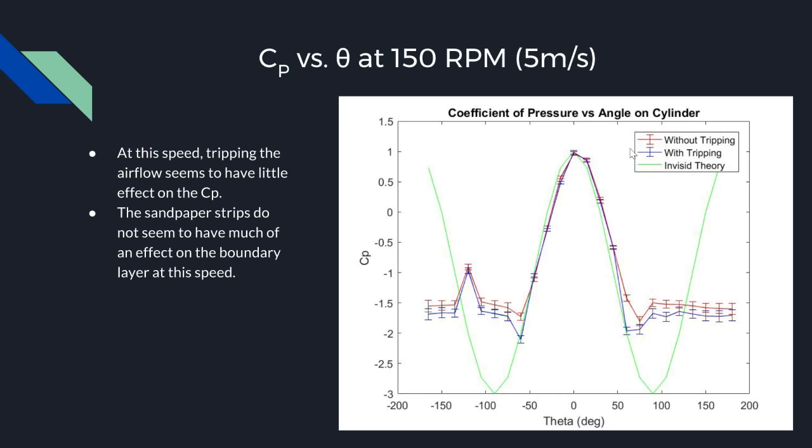And then the blue graph is with our trip strips. However, at 5 meters per second, we're really not seeing that much of a difference between the trip strips and no trip strips. So we're thinking that the reason for that is because the flow is not going fast enough for there to be enough energy for the trip strips to actually turn the flow turbulent, and it's staying laminar after the trip.